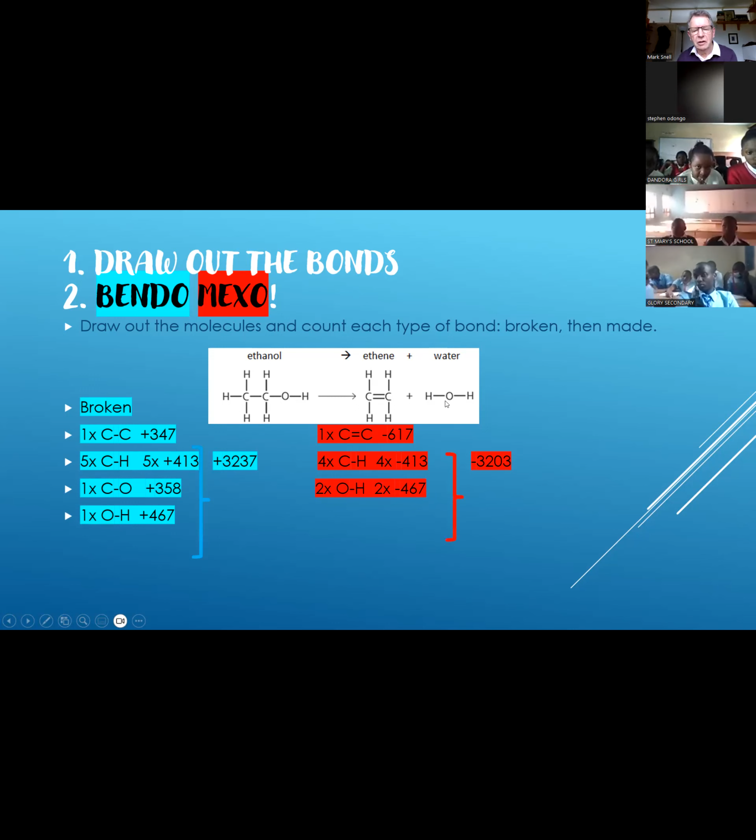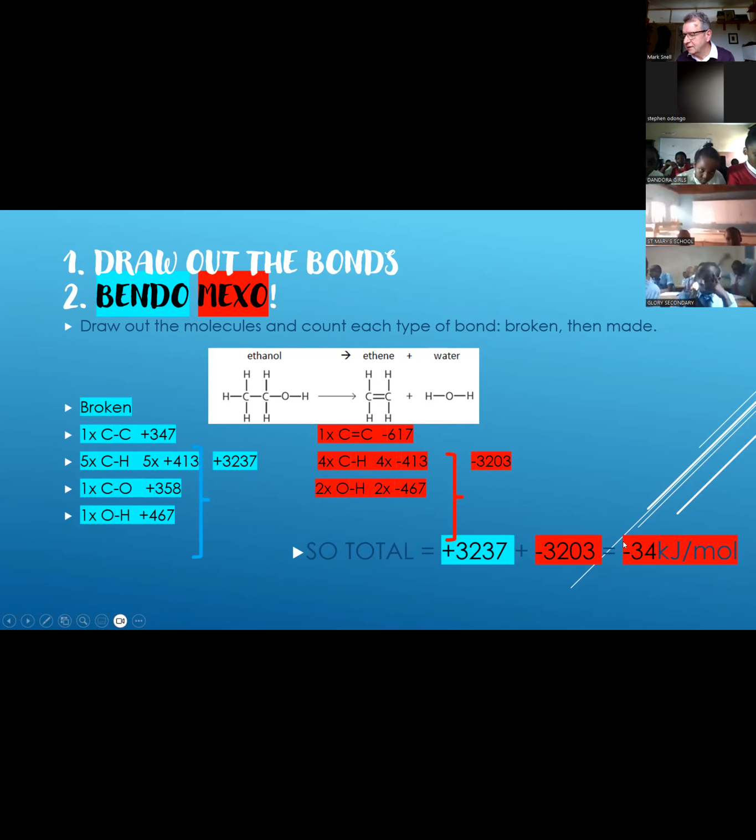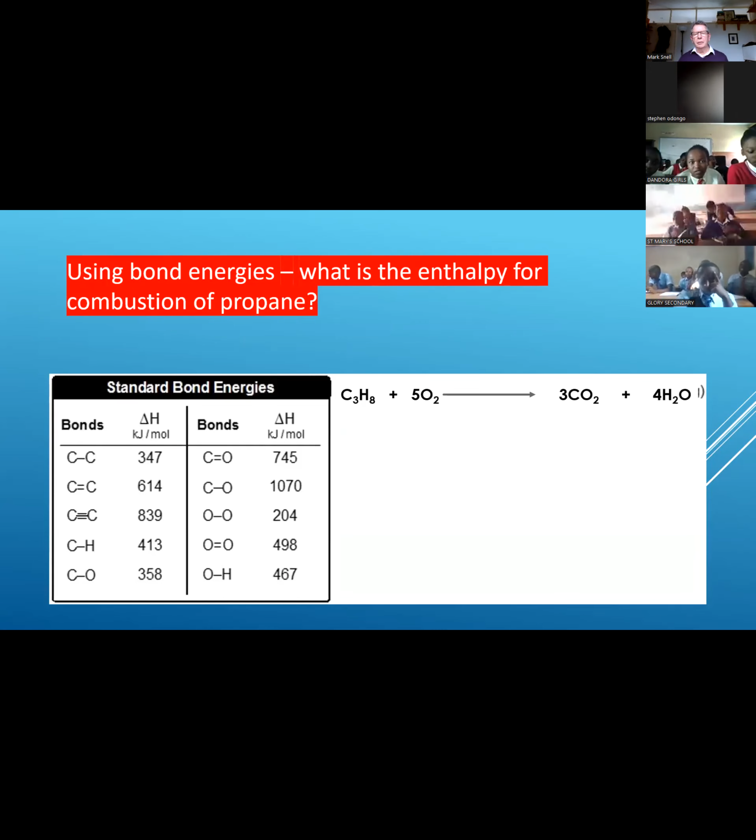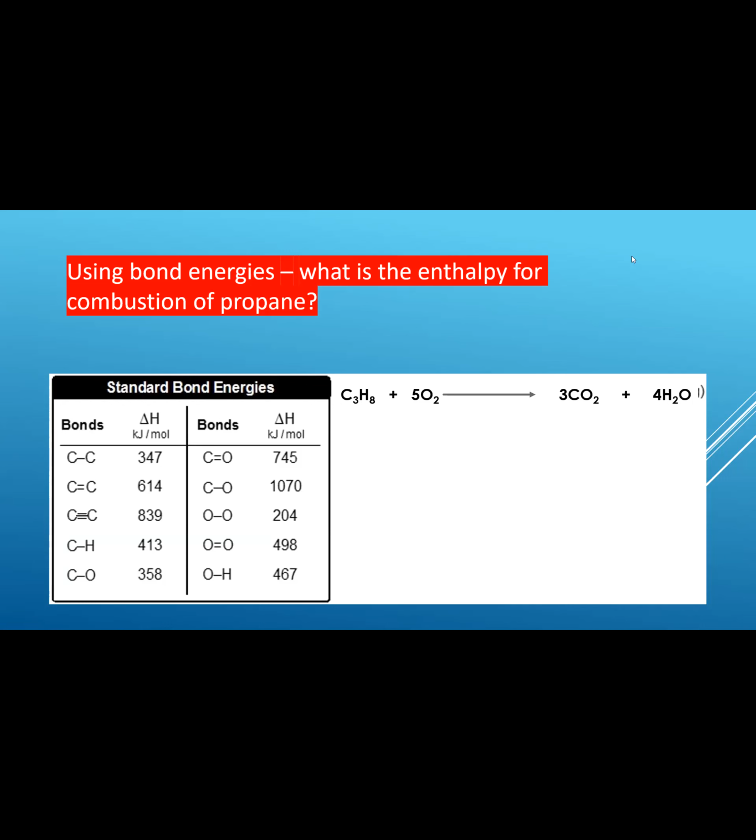Then we total it, and we find the positive is 3237 and the negative is 3203. And we put those two together, and the total comes out as, there we are, negative 34. So before we go any further, I'm going to give you an example where you can have a go yourselves, just to see if you can remember how to do it. Some of you may find this a bit difficult. If you do, don't worry.